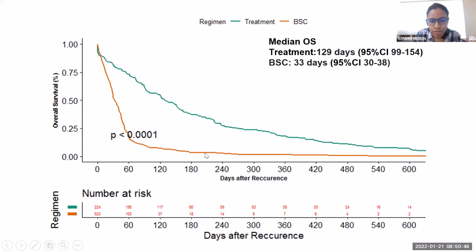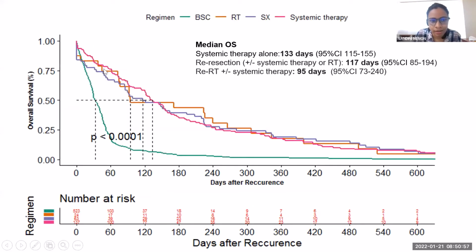Again, this shows best supportive care, who had a survival of approximately 33 days, and these were the ones who received treatment, where the overall survival was roughly around 3 months. But in our data, this was a retrospective analysis. Different modalities, that is re-resection, re-surgery, and re-RT, did not really show a big difference. They were almost similar survivals.